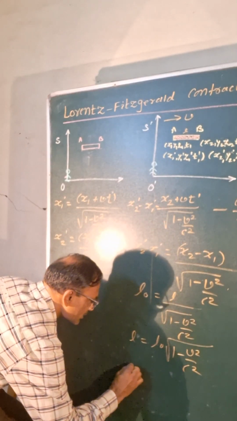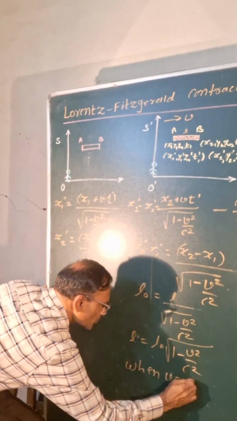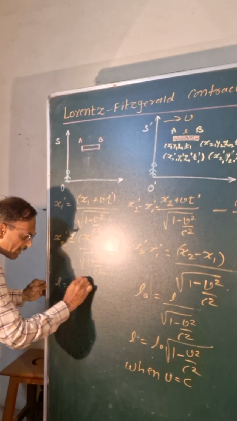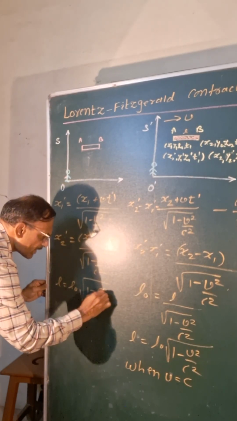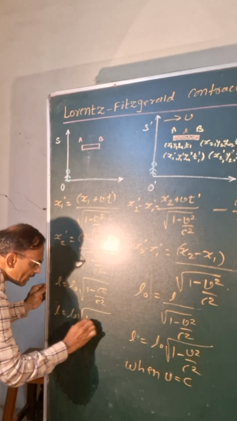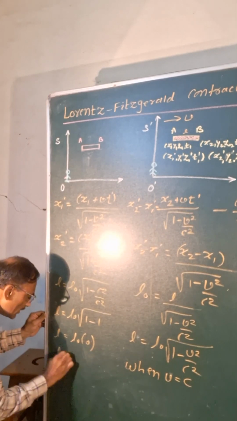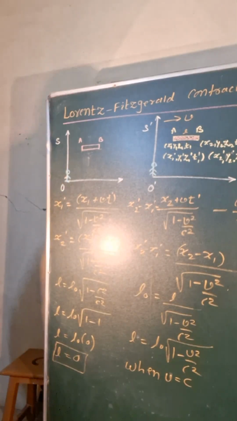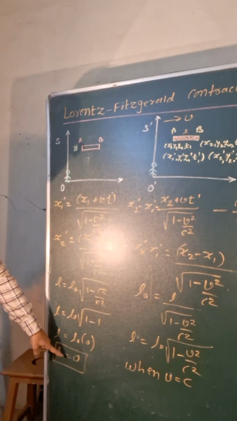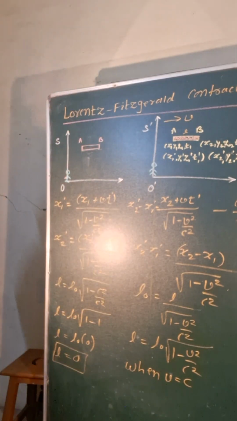Now this equation reduces, when v is equal to c, to L is equal to L0 into under root 1 minus c square upon c square. So L is equal to L0 into under root 1 minus 1, and L is equal to L0 into 0. So L is equal to 0. From this equation it is clear that when the rod moves with the velocity of light, its length decreases and it is almost 0 when the velocity approaches the velocity of light. Thank you.